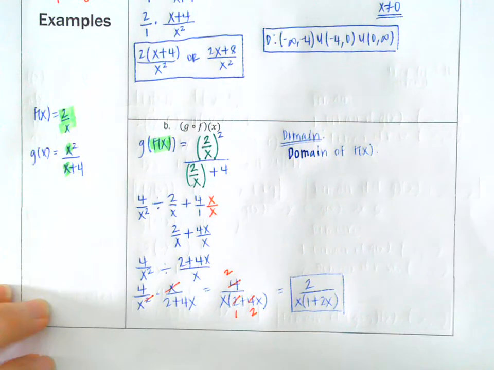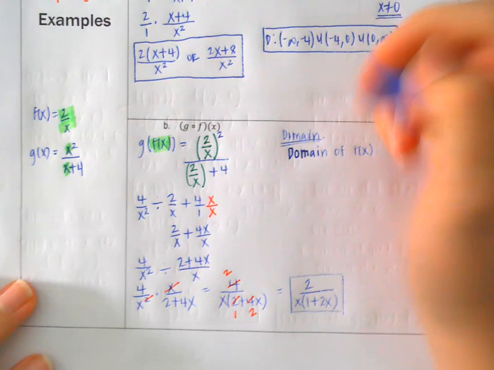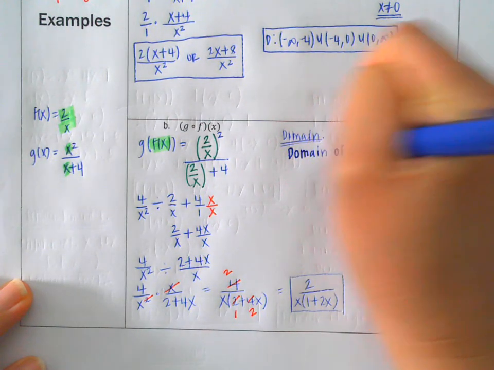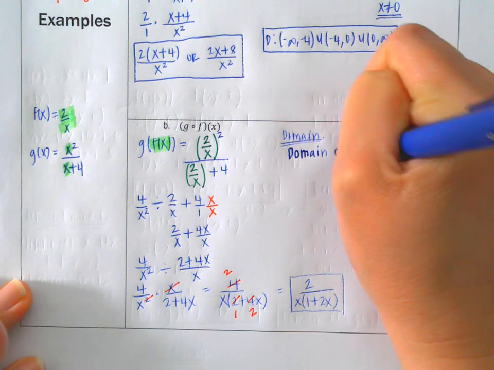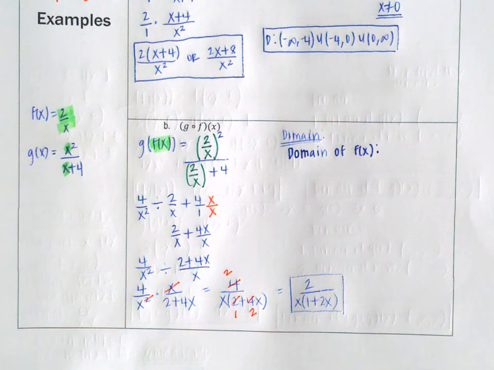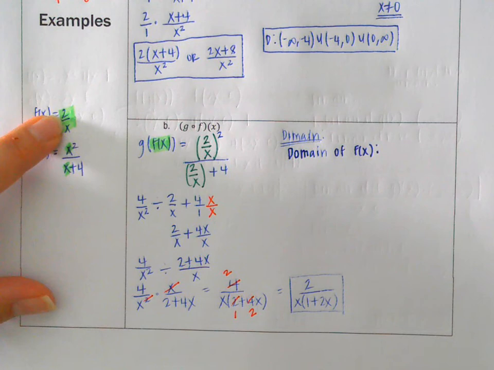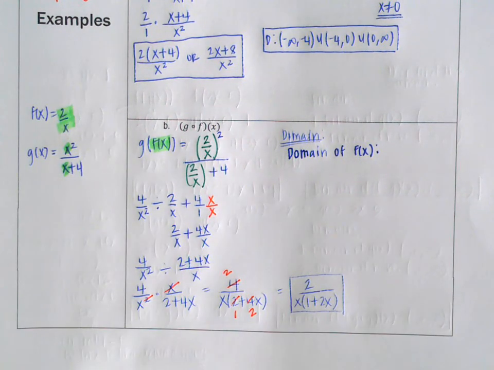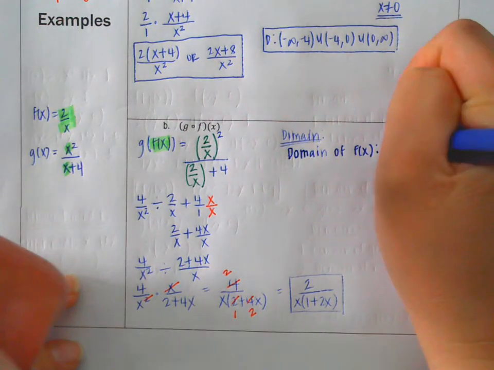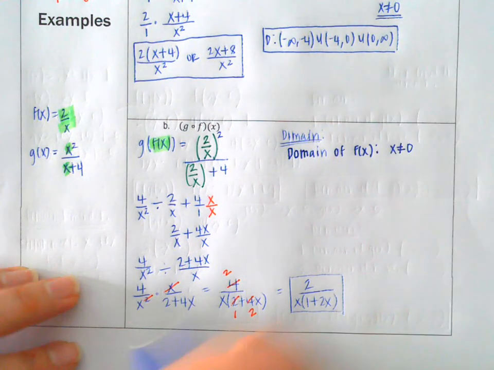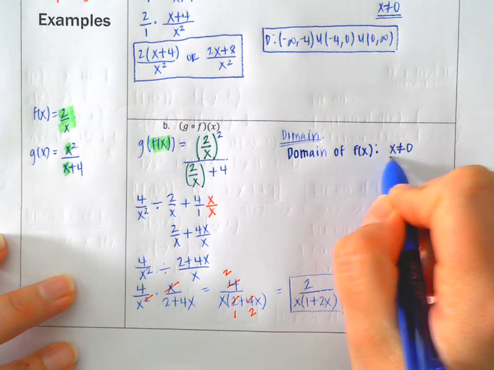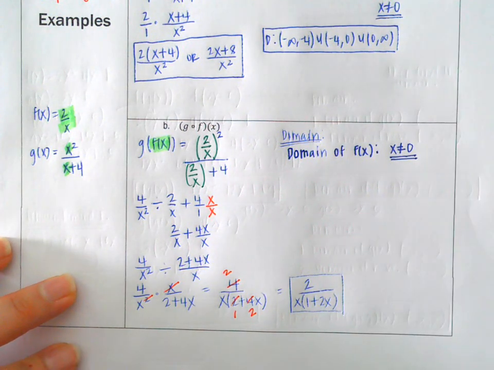Okay, so the domain of f of x. For the domain of f of x, we set the denominator. It's a rational function. So we'd set the bottom: x can't be equal to 0. That's it. That's solved. It's our first excluded value.